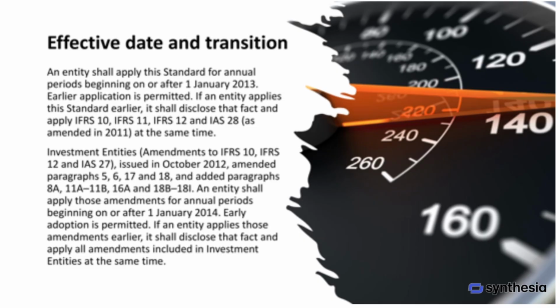The investment entities amendments to IFRS 10, IFRS 12, and IAS 27, issued in October 2012, amended paragraphs 5, 6, 17, and 18, and added paragraphs 8A, 11A, 11B, 16A, and 18B to 18I. An entity shall apply those amendments for annual periods beginning on or after the 1st of January 2014. Early adoption is permitted. If an entity applies those amendments earlier, it shall disclose that fact and apply all amendments included in investment entities at the same time.